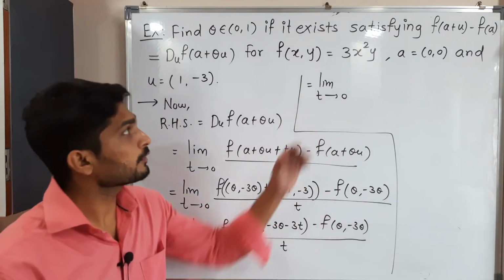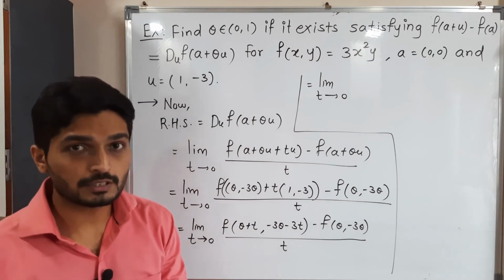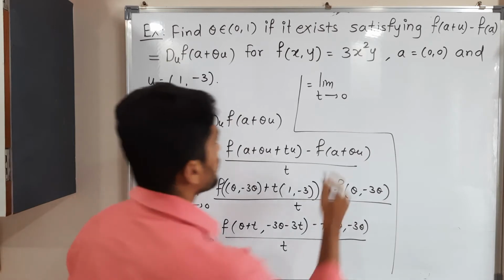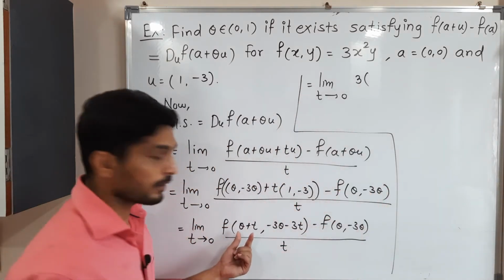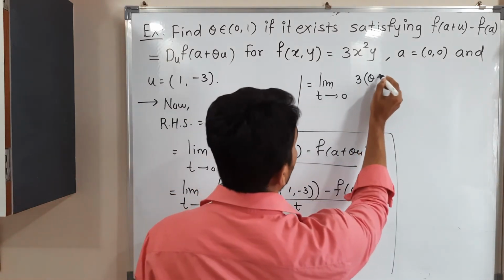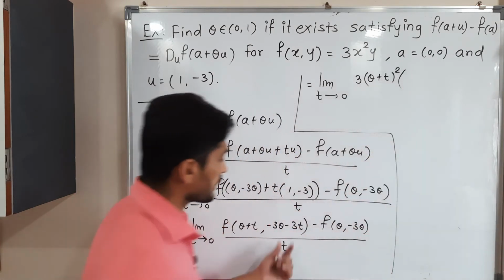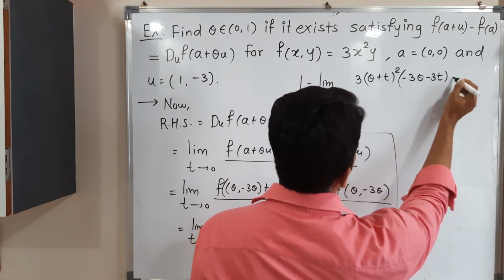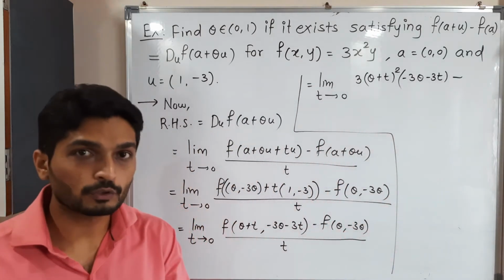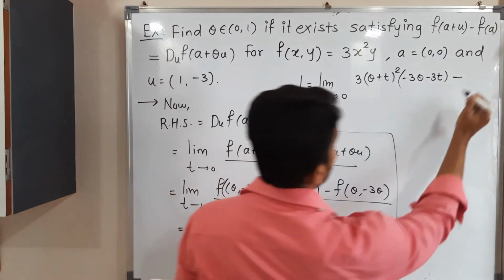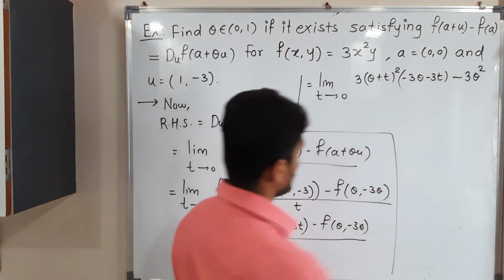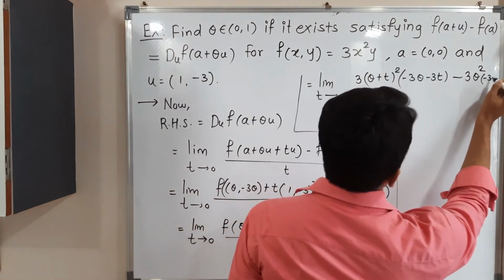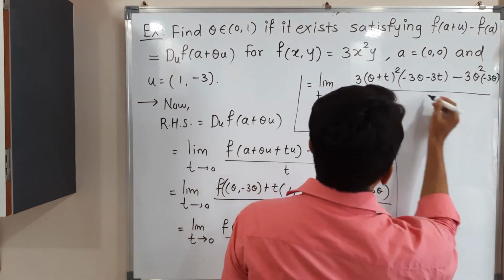For this f, we have to follow simply this definition. Definition says 3 into square of first component into second component. So here also, 3 into square of first component, which is theta plus t square, into second component, which is minus 3 theta minus 3t. For this one also I have to follow the same definition. Definition says 3 square of first component, getting theta square, into second component minus 3 theta, divided by t.